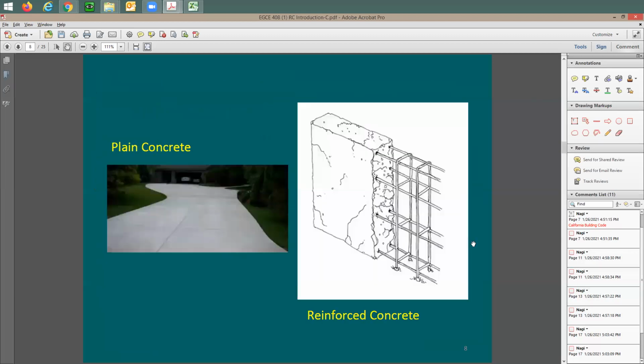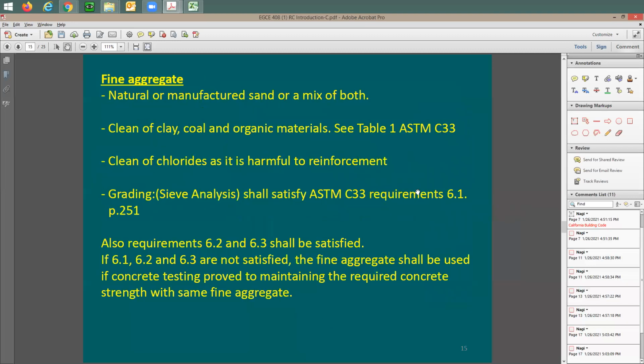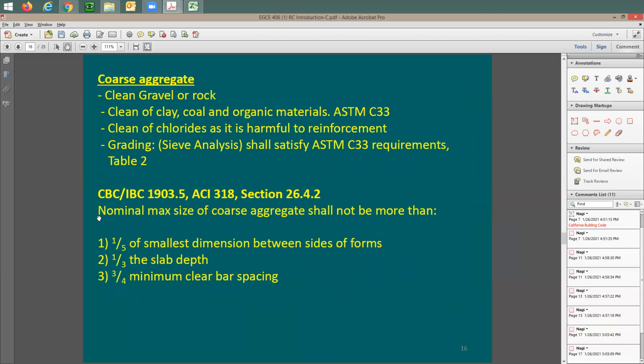So if I go back here to this, just imagine that you have a big piece of rock, like a big size, and the width of this member is really small. So what's going to happen? This piece of rock is going to get stuck between the 2 rebars, and then you're going to see some voids right below it when you pour the concrete. You don't want this to happen. This is why you're going to have something that we call the maximum aggregate size. What is the maximum aggregate size? The code has something to say about this. Here's the maximum or the nominal maximum aggregate size.